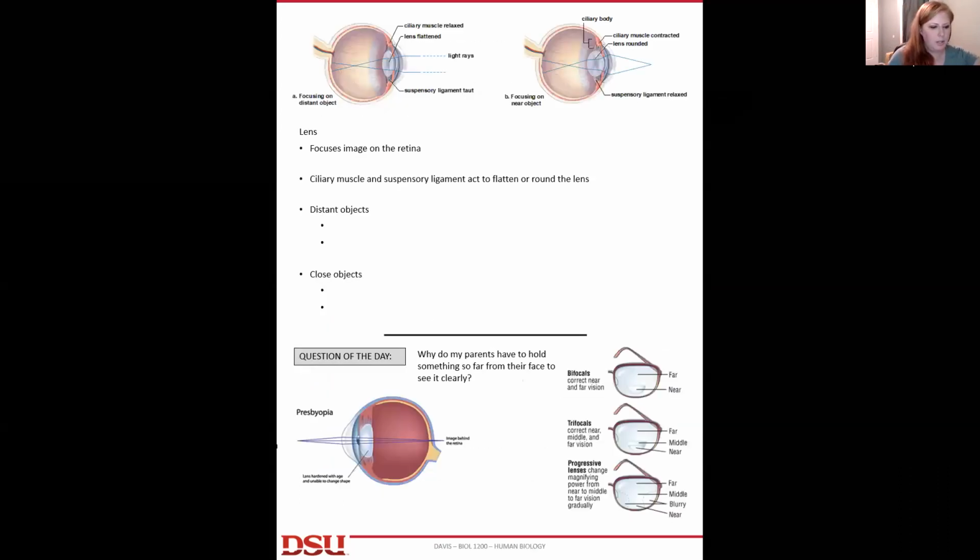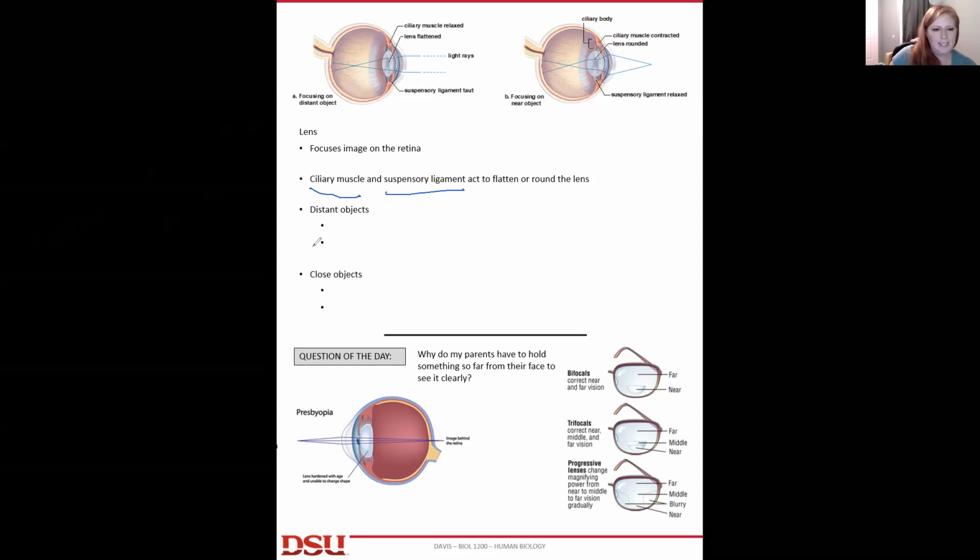Okay, so let's go ahead and talk about the eye here for a minute. We have some diagrams you can look at that show what happens to the lens as the eye is trying to focus on things that are close versus things that are far. So the lens is going to focus images on a part of the eye called the retina. To make this happen, there are both ciliary muscles and suspensory ligaments involved. And those will either flatten the lens out or curve it for vision.